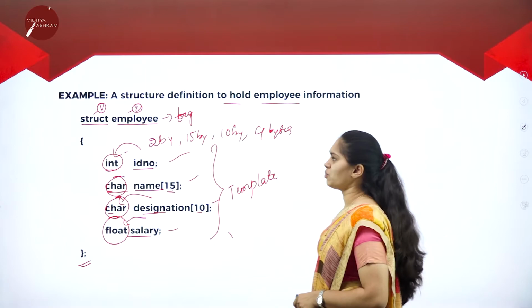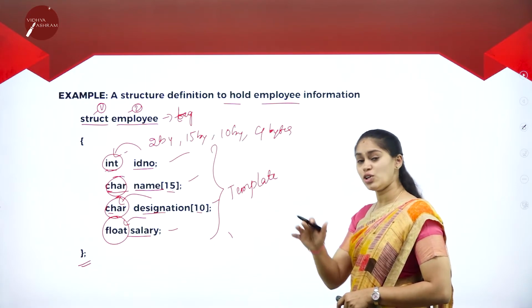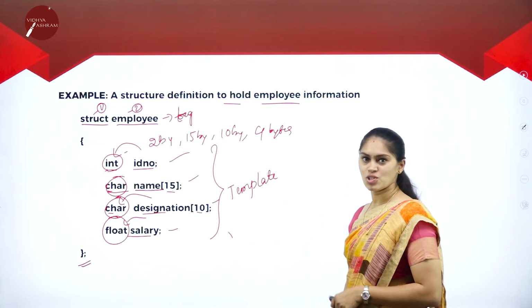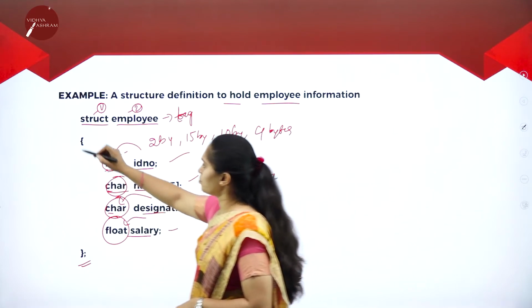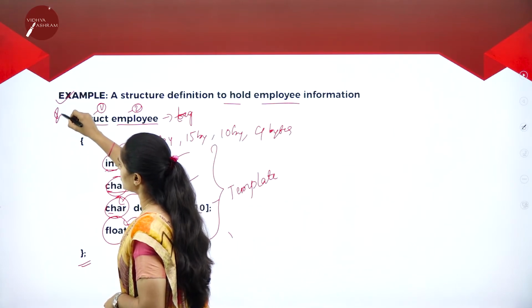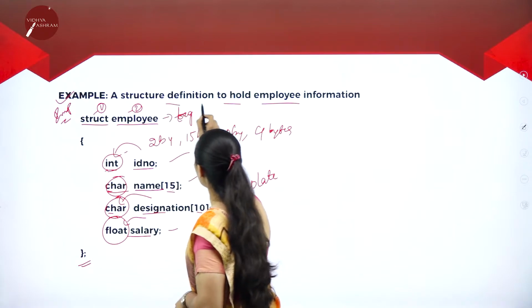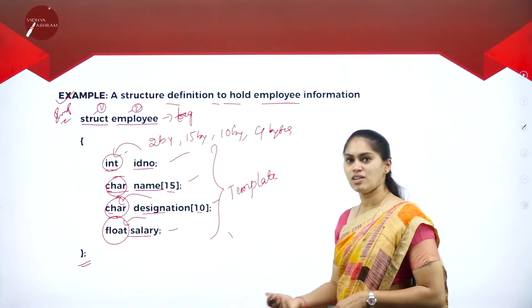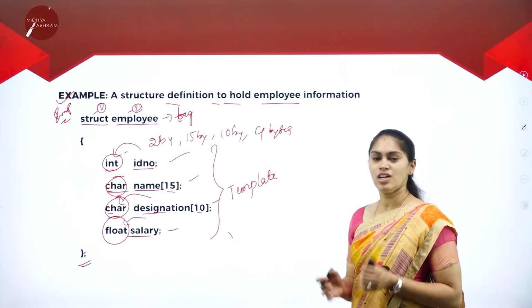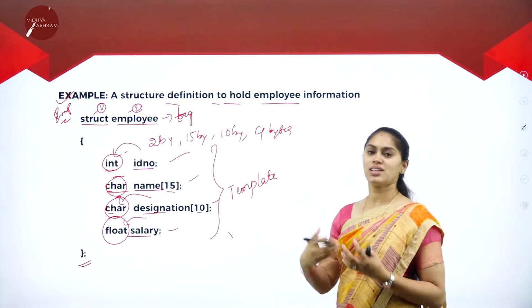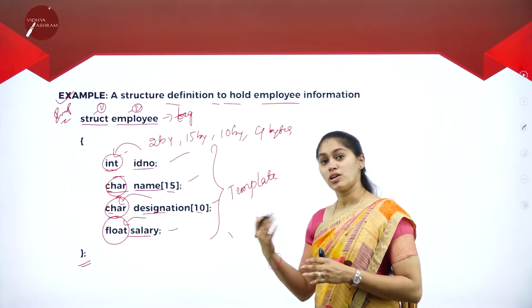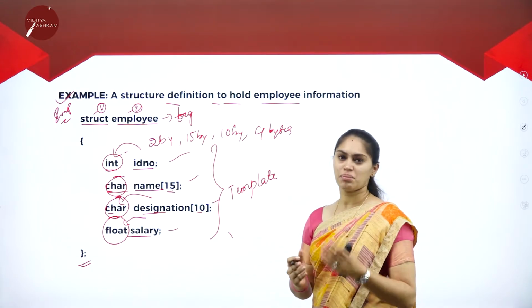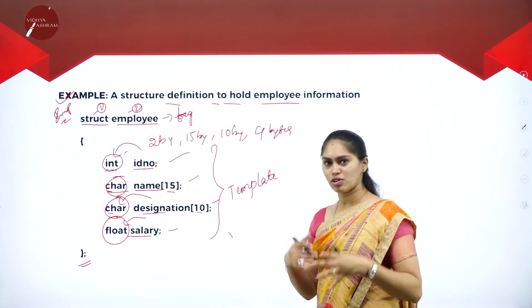Now, let me write one more structure definition, to hold the information about a student. And this question is important for the 3 marks. They may ask you to write a structure definition to hold the details of a book, or the details of a student, or the details of an organization. So, you have to conceptualize what the organization consists of, what could be the possible members of that particular organization. Everything you have to conceptualize.